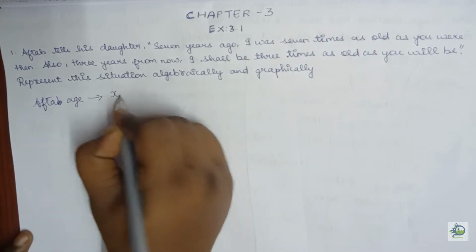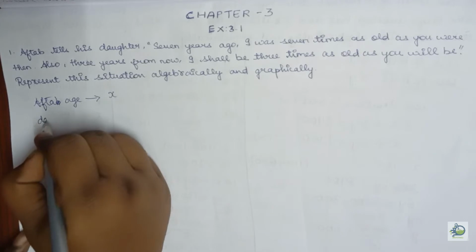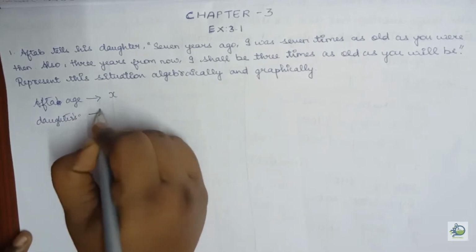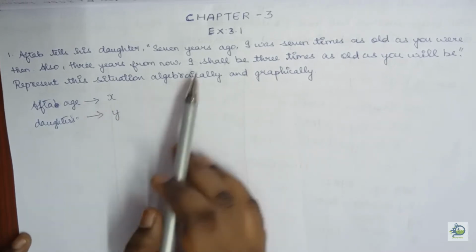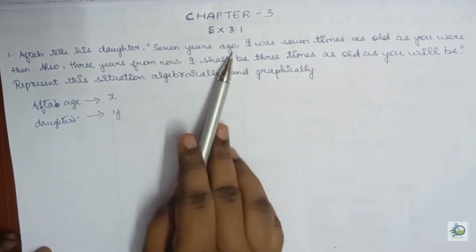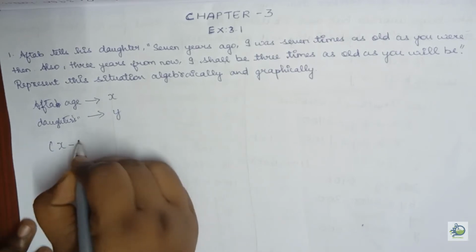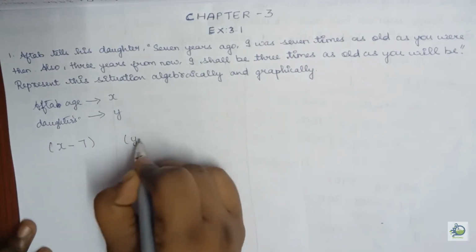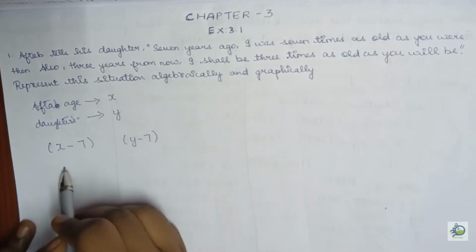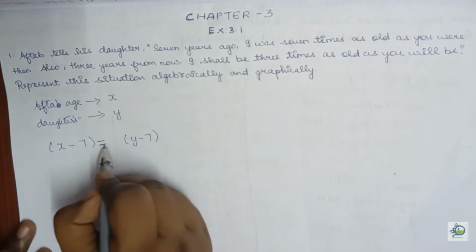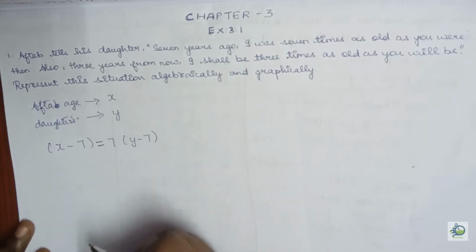Aftab's present age as x and his daughter's age as y. Here they have given that 7 years ago, which means we have to deduct 7. So x minus 7, y minus 7. So he says he will be 7 times as old as his daughter. So equal to 7 into y minus 7.